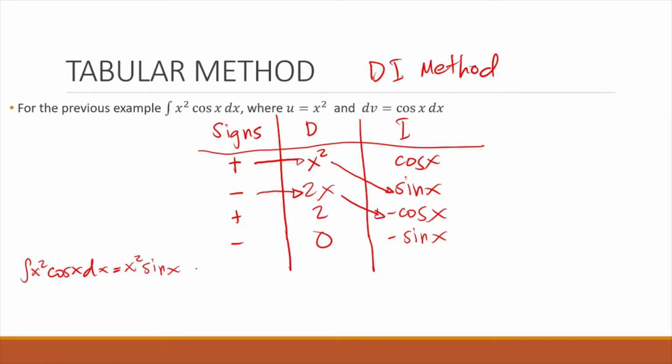That would be positive 2x cosine x. And then positive 2 times negative sine x, so that would be negative 2 sine x. This will be the last term, because if we multiply negative 1 times 0, the product is still 0. So we stop here, and then we add a constant of integration. So this is the tabular method. This is one type of tabular method, if the derivative goes all the way to 0. If we reduce the differential column, the derivative column, to 0, then that's the first case for a tabular method. Okay, so we have another case.